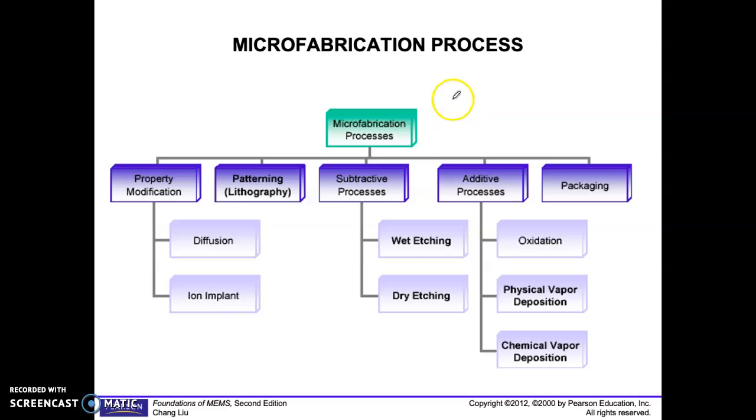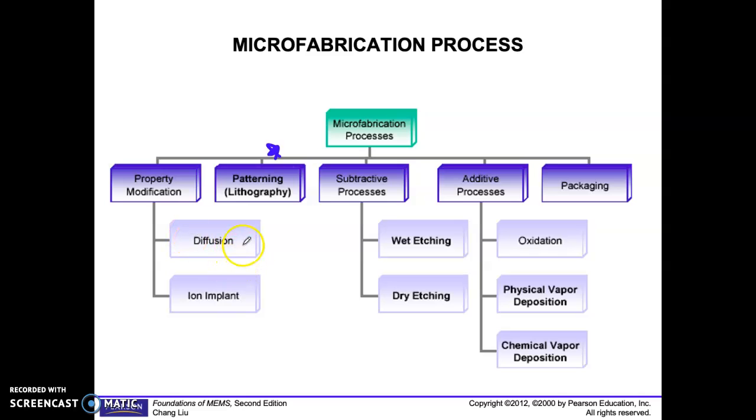Let's move to the flow chart of the microfabrication process. The most critical one is what we call patterning, that is what we call lithography. You are going to transfer the pattern by light. In order for you to change or dope it, we use property modification.